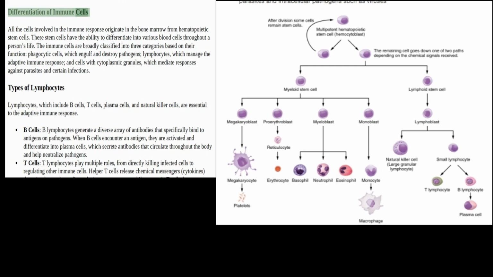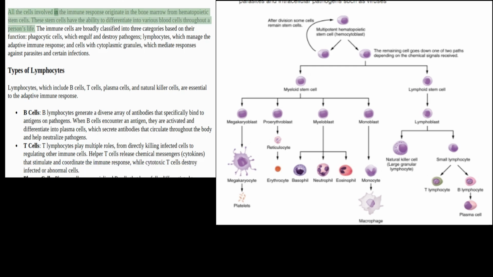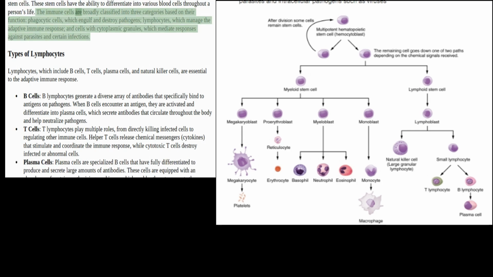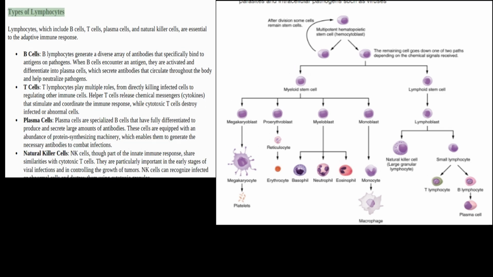Differentiation of immune cells. All the cells involved in the immune response originate in the bone marrow from hematopoietic stem cells. These stem cells have the ability to differentiate into various blood cells throughout a person's life. The immune cells are broadly classified into three categories based on their function: phagocytic cells, which engulf and destroy pathogens; lymphocytes, which manage the adaptive immune response; and cells with cytoplasmic granules, which mediate responses against parasites and certain infections.